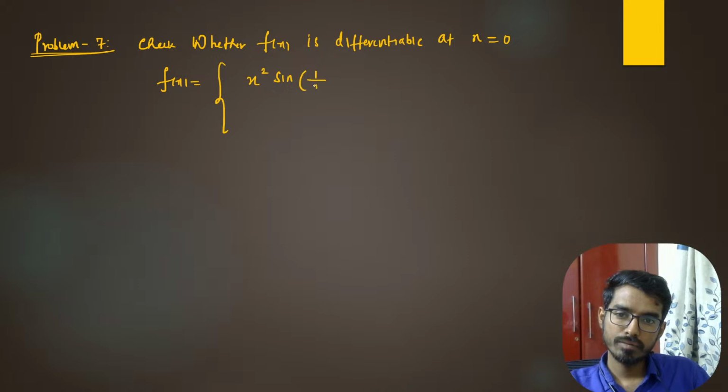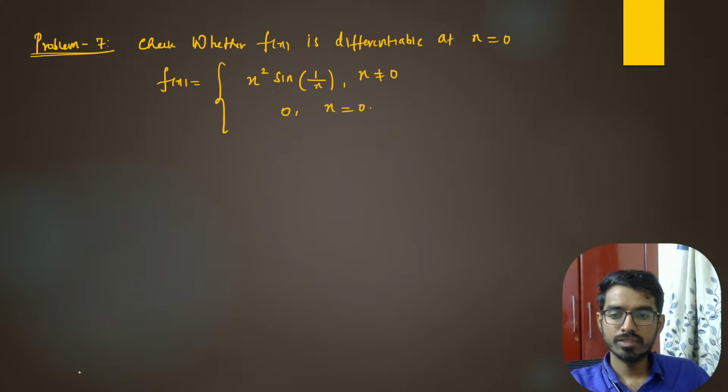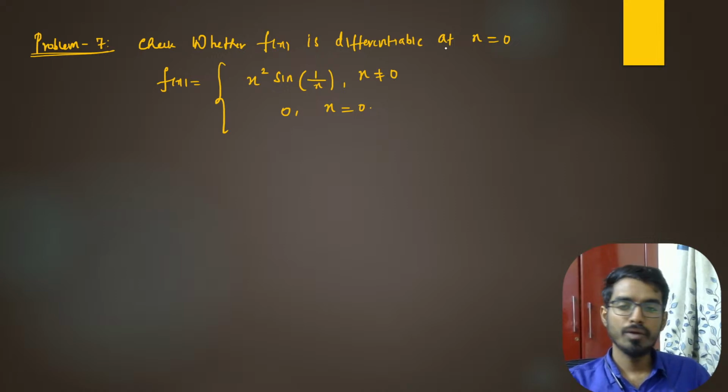Check whether f of x is differentiable at x equal to 0, where f of x is x square sine 1 by x when x is not equal to 0, and 0 when x is equal to 0. See, we need to check the differentiability, not continuity, right? Okay.